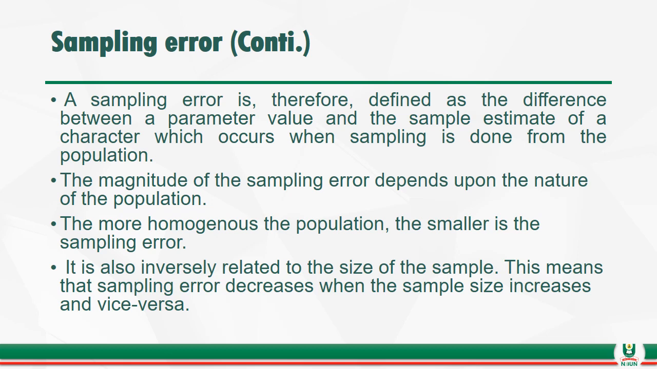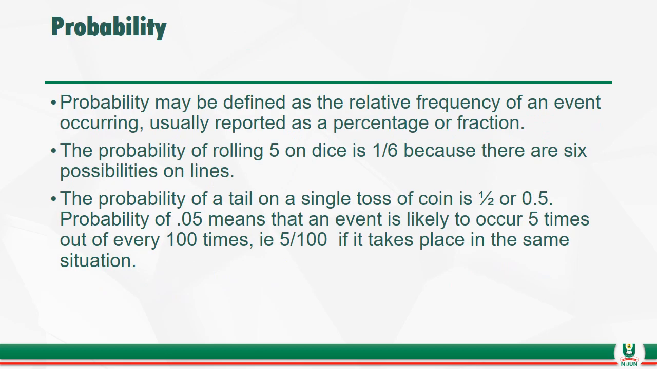The magnitude of the sampling error depends upon the nature of the population. The more homogeneous the population is, the smaller the sampling error. On the reverse, the more heterogeneous the population is, the larger the error.